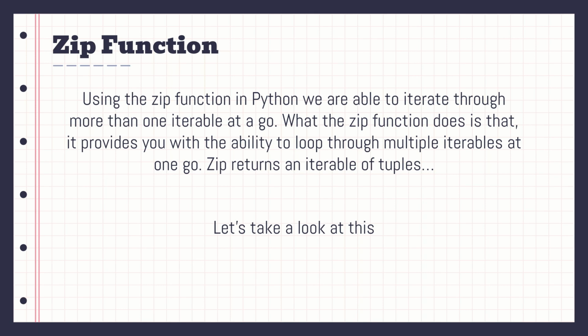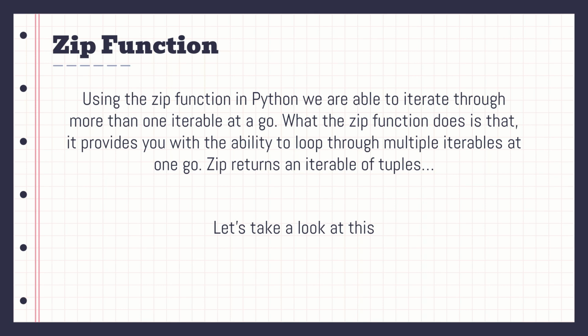So what zip does is that it provides you with the ability to loop through multiple iterables in one go, right? That's basically it. What it returns to you is an iterable of tuples, whereby each element of a tuple is the corresponding element from the given lists that you provided to the zip function. Now this might be a bit confusing. Let's take a look at how we can do this in Python.